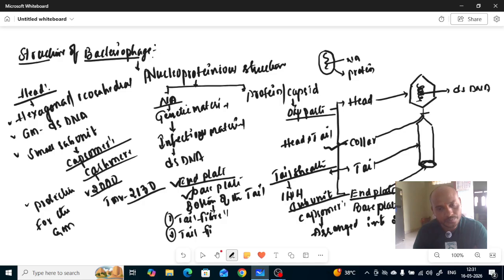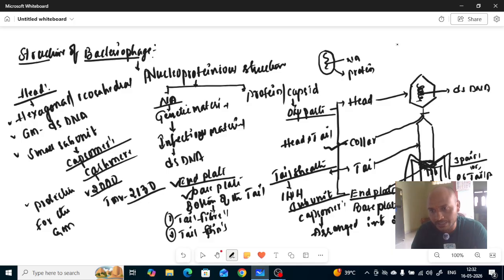Here, from the base plate, 3 pairs of tail fibers, or 6 tail fibers, arise. And at the base of the end plate there are only 3 tail pins present.